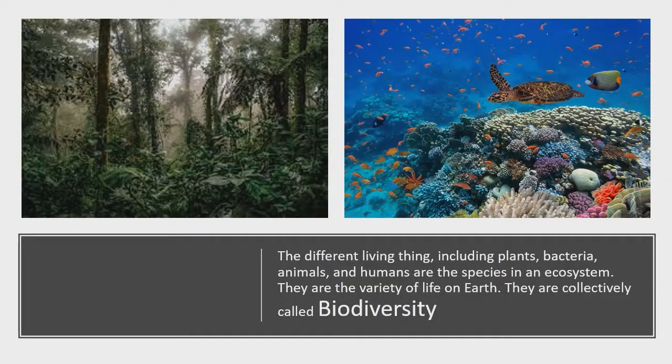On today's episode, we will be talking about biodiversity. The different living things, including plants, bacteria, animals, and humans, are the species in an ecosystem. They are the variety of life on Earth. They are collectively called biodiversity.